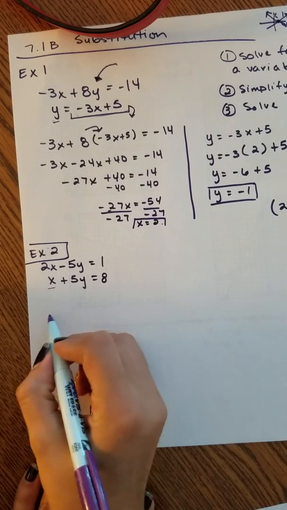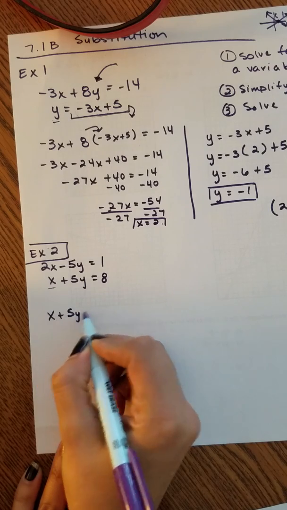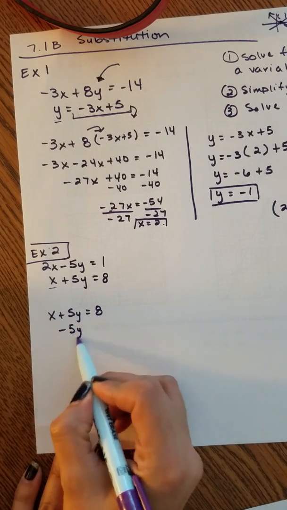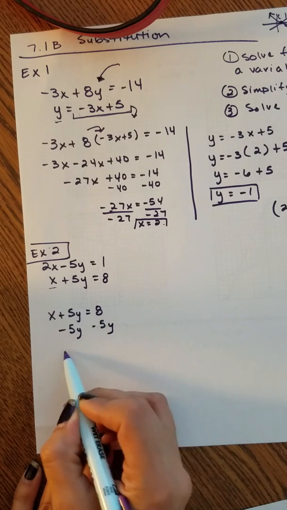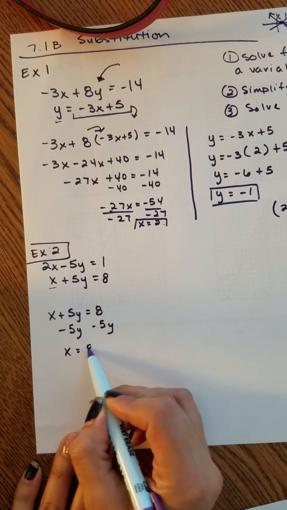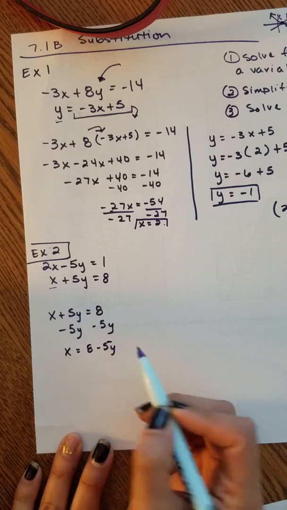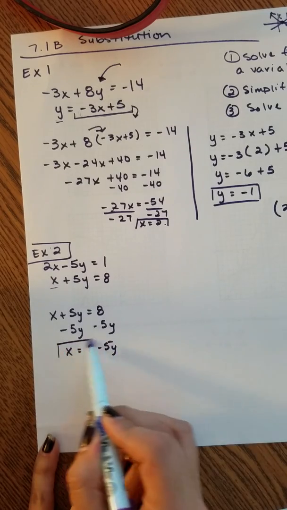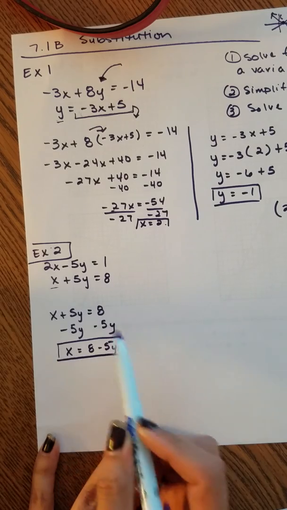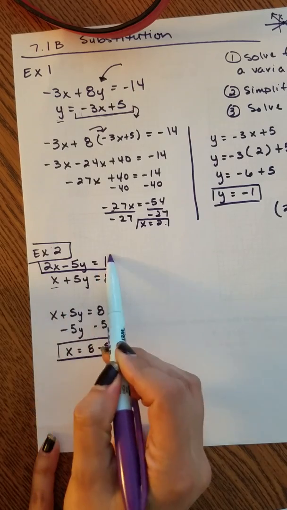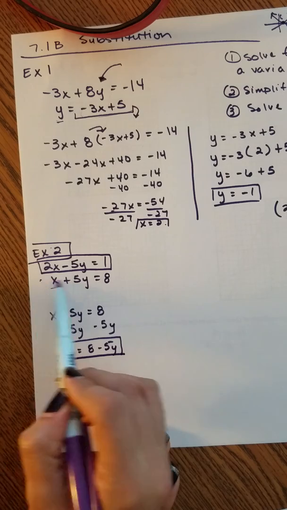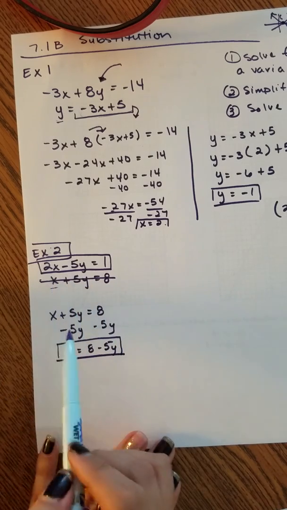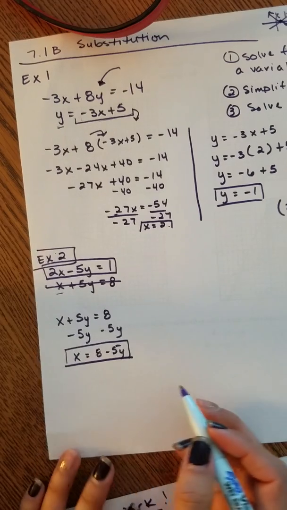So I'm just going to rewrite it down here. X plus 5y equals 8. To solve for x, I'm going to move that 5y over. X is equal to 8 minus 5y, or negative 5y plus 8. It doesn't matter. Okay, so now I have two equations that I'm working with, this one and this one. I'm no longer working with this one. So don't try to plug this one back in here. That's a big mistake that happens often.